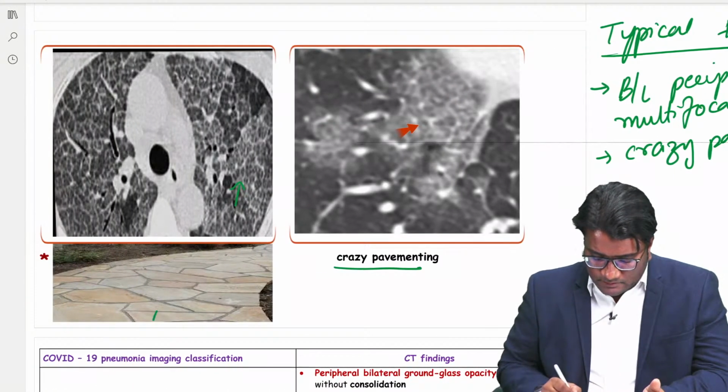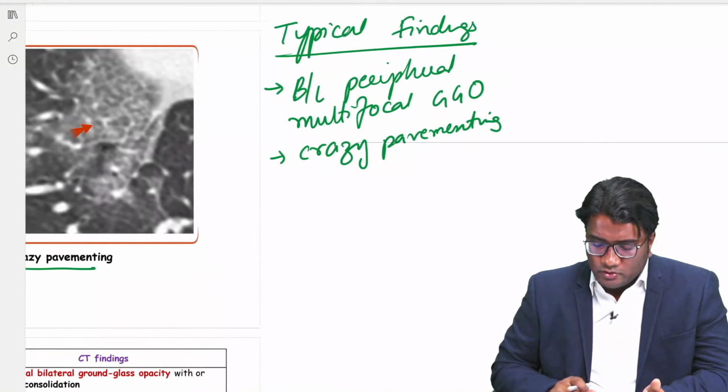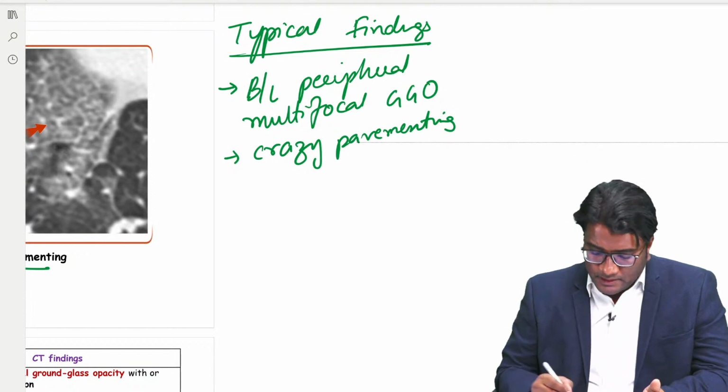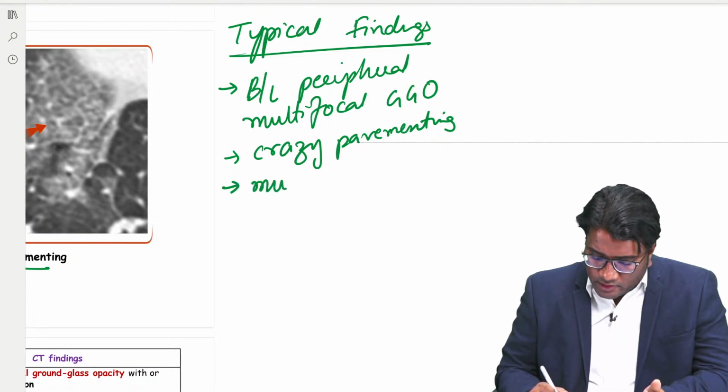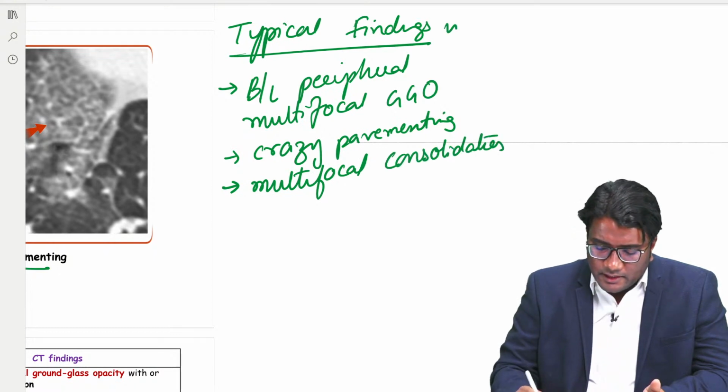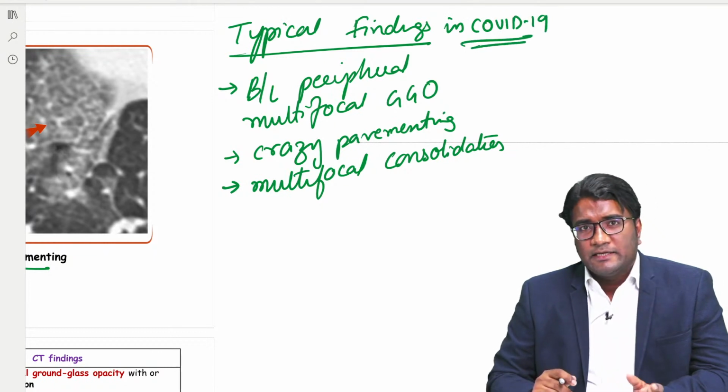So you have this thickening of the septa. This is what a crazy pavement is. So you may have crazy pavementing once you have the thickening of the interlobar and interlobular septa in the GGO. Then you may have multifocal consolidation, not a lobar consolidation, multifocal consolidations, right? In COVID-19, do remember all of this, okay? For all your upcoming exams, these are high yield content.